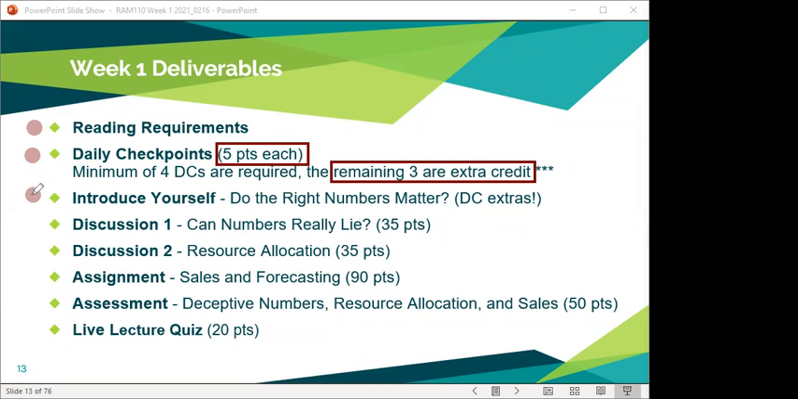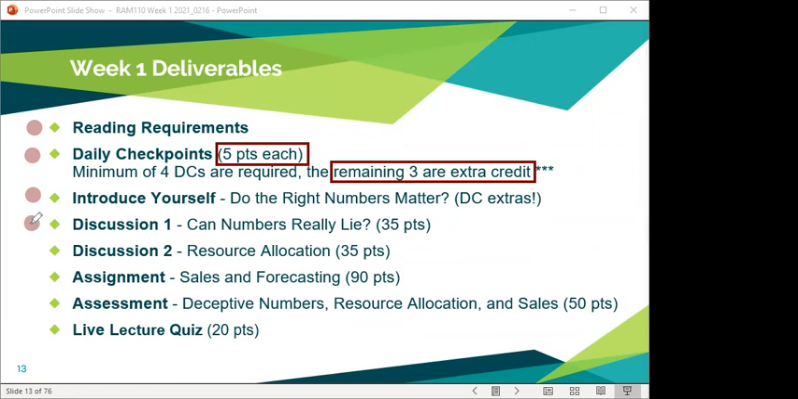And then introduce yourself. This is just a little extra where you introduce yourself and say hi to your peers, say hi to me, talk about some right numbers, specifically as it relates to the pandemic. There's no points there, but it is nice if you could just get a few sentences written for an introduction, and I'll be responding to your introduction posts this week.